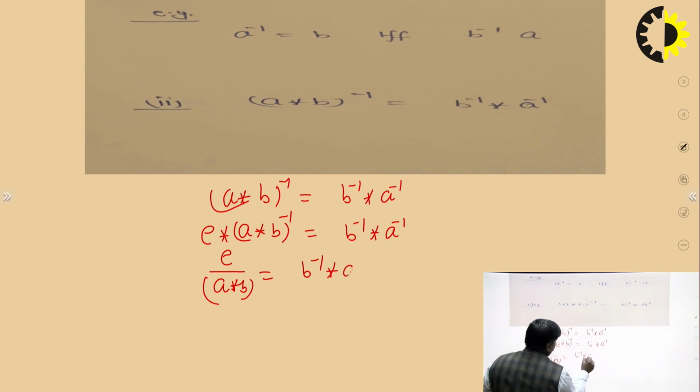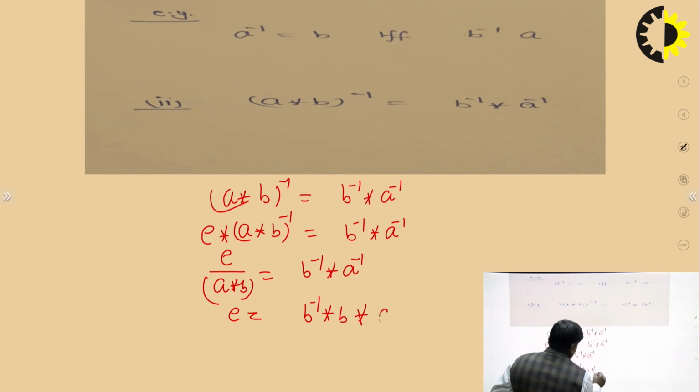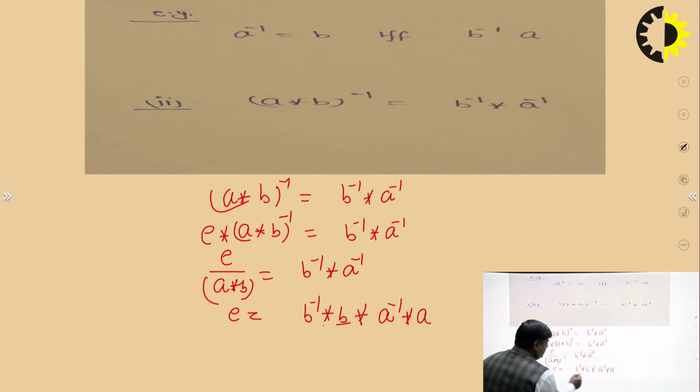B inverse and A inverse, and this value we multiply in this time. So now E is equal to B inverse into B, A inverse into A. According to the property of the group, this one is known as E and this one is also known as E. It means E operate E, and here E is equal to E. So this one is proved.